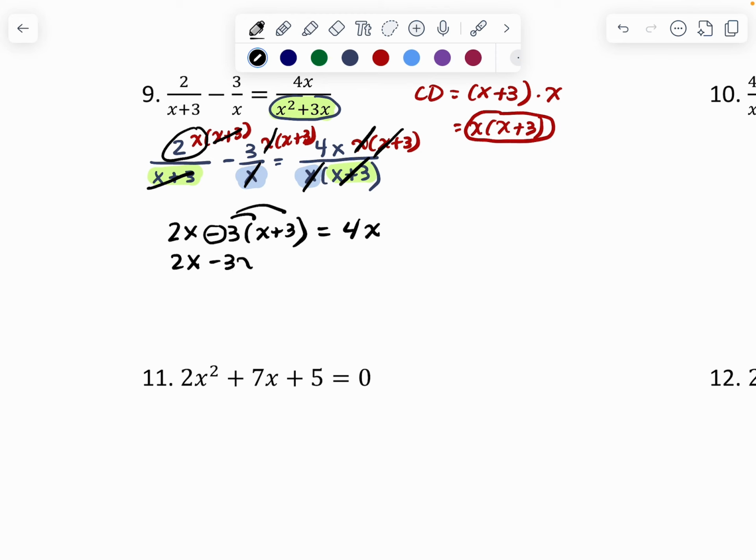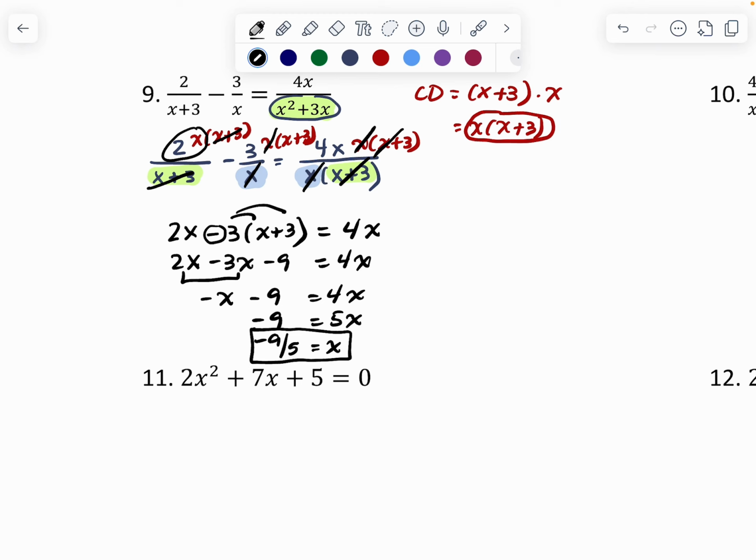So negative 3x, and then negative 3 times 3 is negative 9 equals 4x. Combining some like terms here, we have negative x minus 9 equals 4x. And then if I add x to both sides, I'm going to get negative 9 equals 5x. And then if I divide by 5, I'm going to get negative 9 over 5 equals x. Kind of an ugly answer, but right, we're in honors pre-calc now, so they're not going to be pretty.